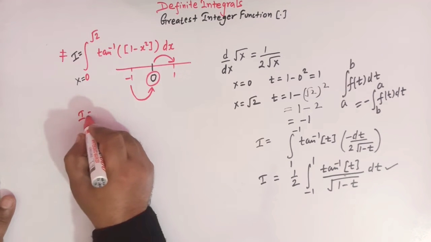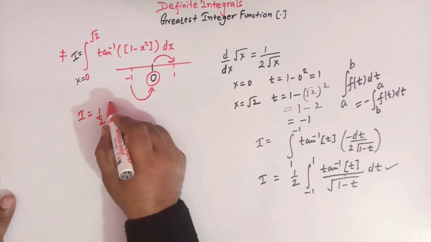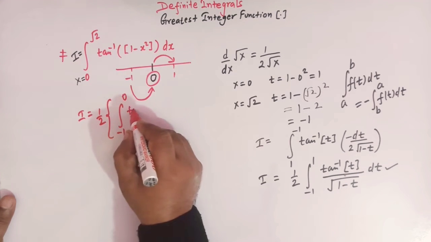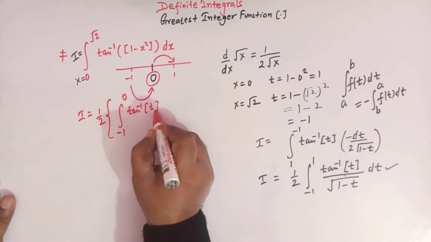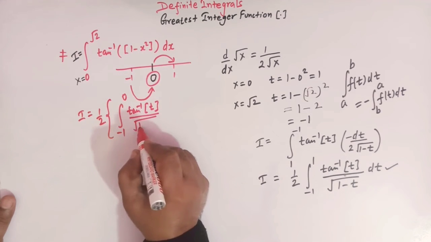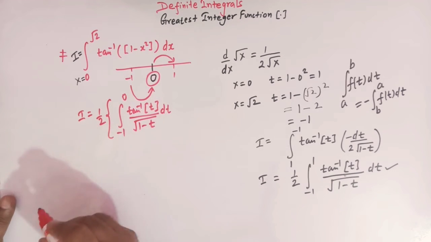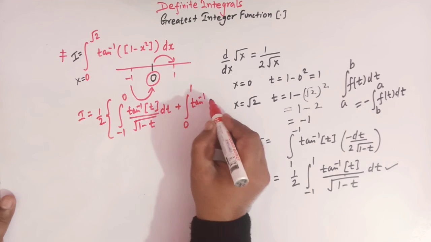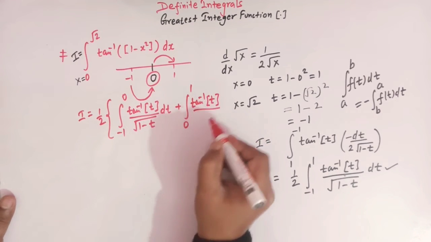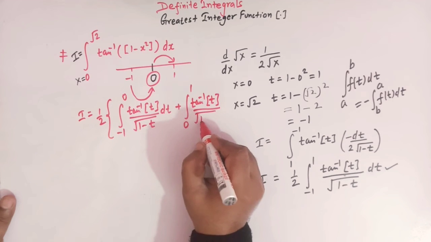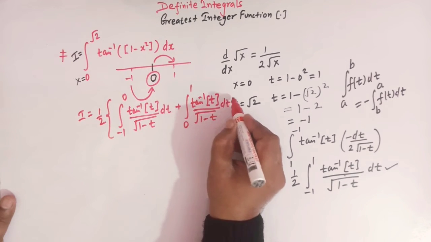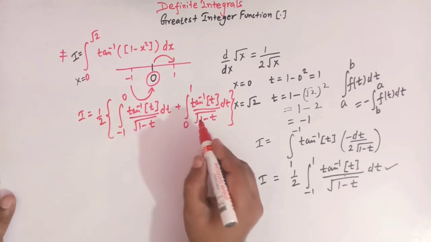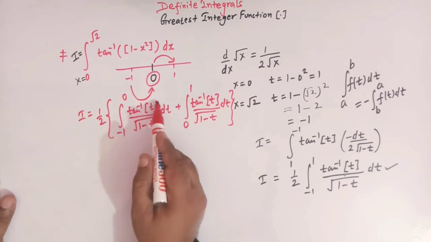So now we can write I is equal to half, and we have the first integral from minus 1 to 0 of tan inverse of the greatest integer of t over square root of 1 minus t dt, and then we have from 0 to 1 of tan inverse of the greatest integer of t divided by square root of 1 minus t. Now we have these two integrals. Let us first take this integral.